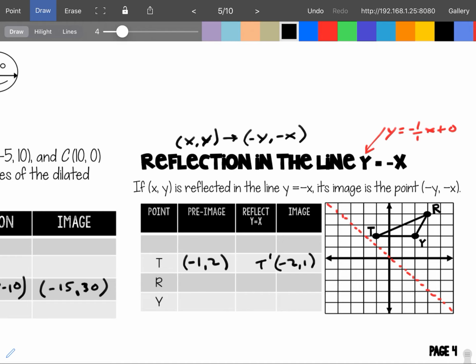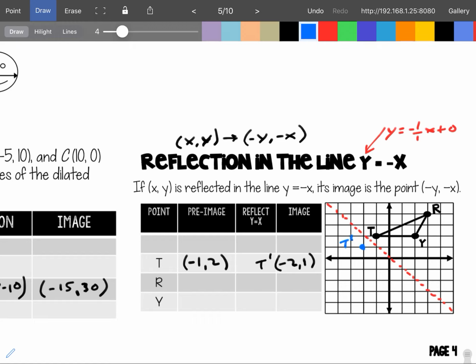And so if I put the point T prime on there, that'd be 2 left, 1 up, which would be right here. So that's T prime, reflected over the line y equals negative x.